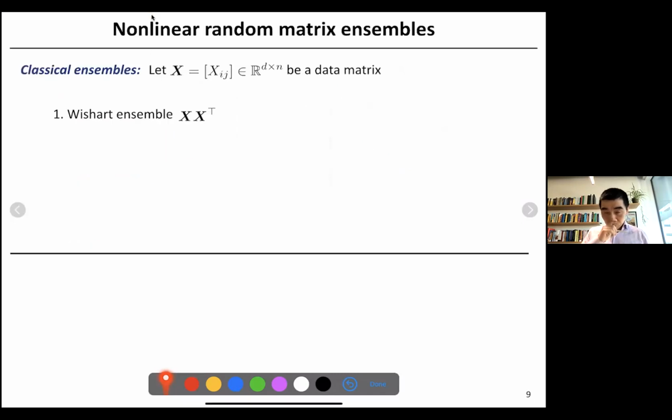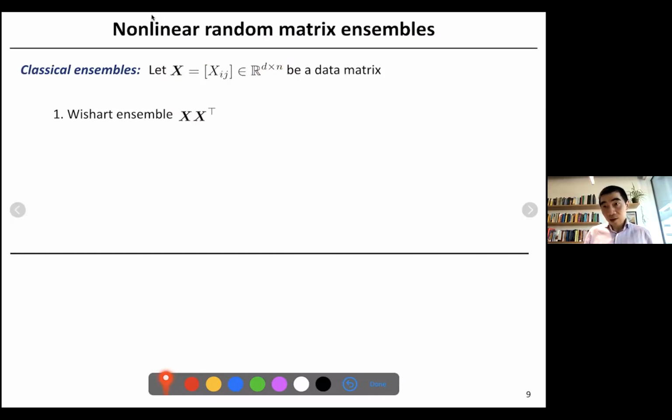First of all, I want to use a slide to show what is the central object that we study in this work. As a reminder, what are the classical linear random matrix ensembles? The first example is the following. Suppose we have a matrix X. You can think about the columns of X as data vectors from your training samples, from your applications. Every column is a new data sample. Typically, we assume all these different columns are independent. You have a total of n such vectors. Each vector is of dimension d.